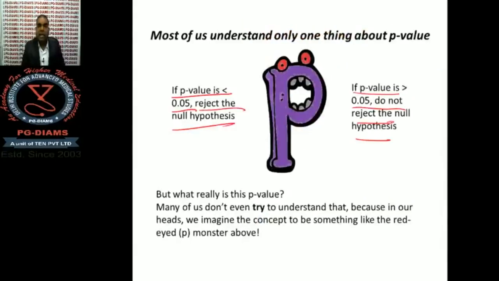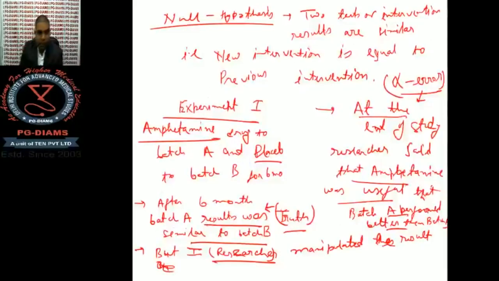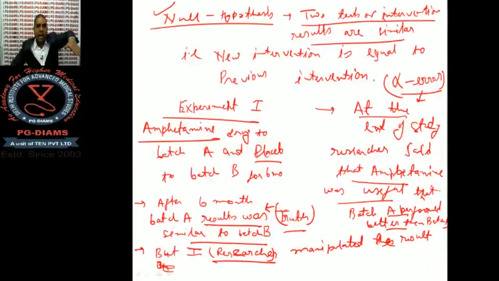Before starting any study, we first put a null hypothesis. In the null hypothesis, we say that two tests or interventions are similar. We say giving amphetamine and giving placebo are similar. There is no difference in the two groups in which we give amphetamine and placebo. Then we did this study, and after doing the study we find that amphetamine and placebo are similar. That means the null hypothesis was true.